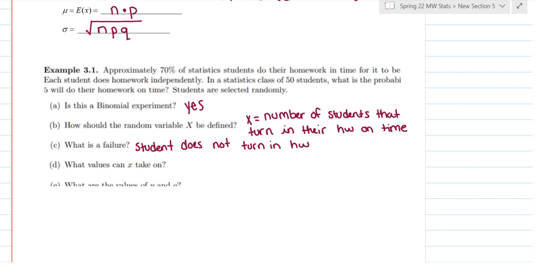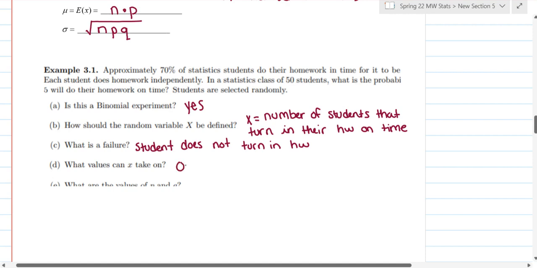Okay, what values can x take on? So out of those 50 students, you could have 0 students that turn in their homework on time. You could have 1 student that turns in their homework on time. 2, ... all the way to 50. So x can be 0 through 50.